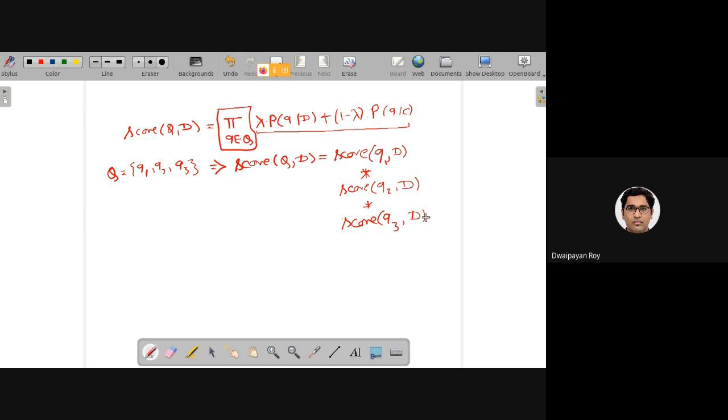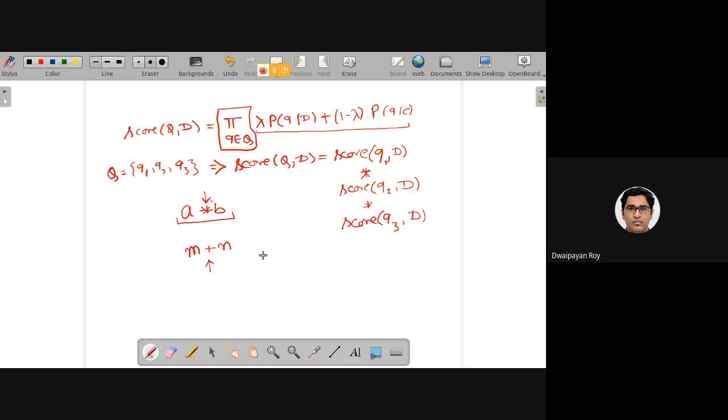Now, as you may know, in a computer, multiplication between two terms, say A and B, takes significantly more time than performing an addition. So how can we replace the multiplication here with an addition? Can someone guess?